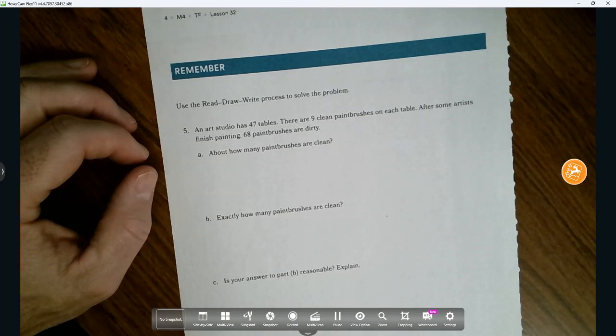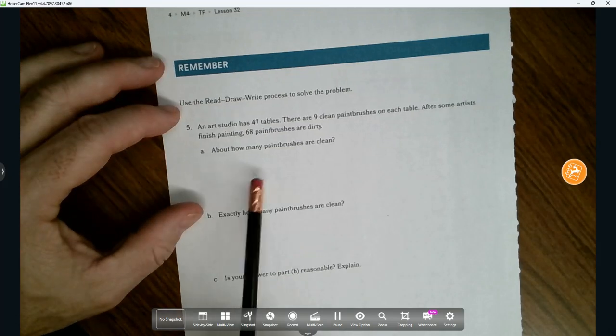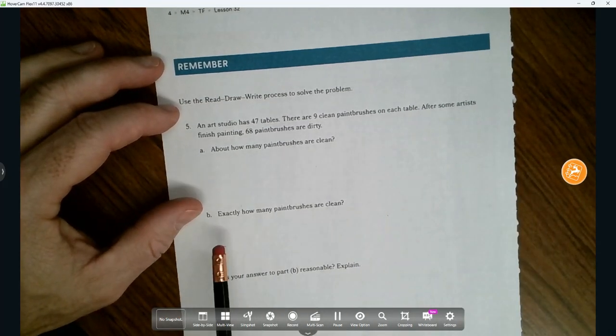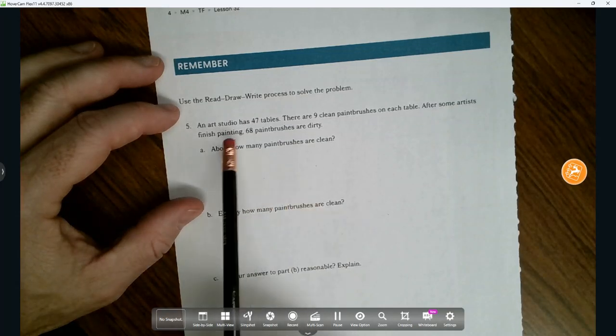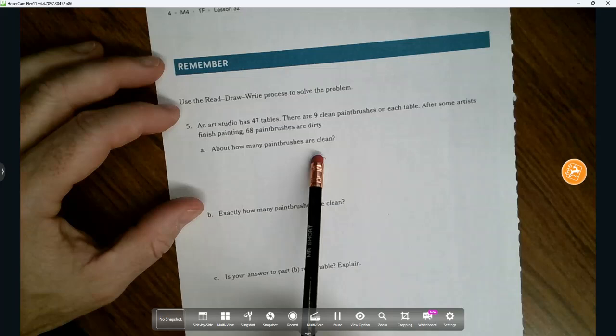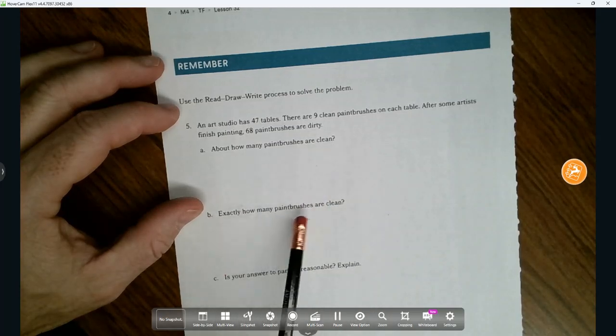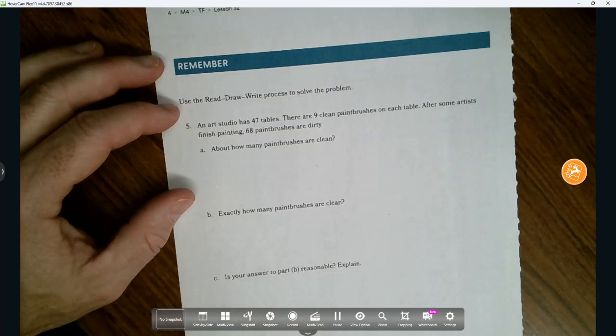An art studio has 47 tables. There are 9 clean paintbrushes on each table. After some artists finish painting, 68 paintbrushes are dirty. How many paintbrushes are clean? Exactly how many paintbrushes are clean? This is, about how many paintbrushes are clean. So they want to estimate, then find exactly how many paintbrushes are clean. Is your answer to part B reasonable?